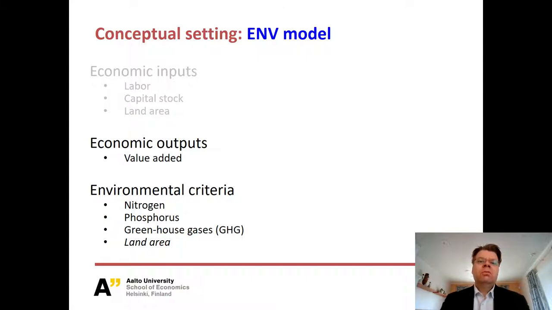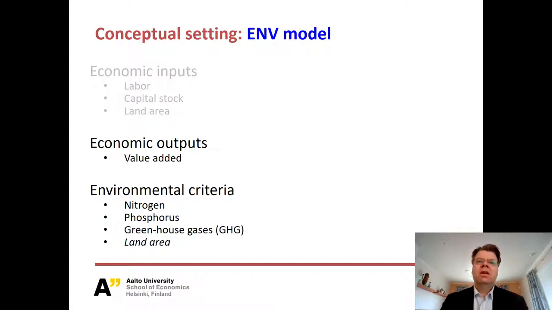Nitrogen and phosphorus are also measured in a somewhat unconventional way, because typically in agricultural studies people look at the nitrogen surplus and phosphorus surplus. However, this surplus is not really a stock variable, and in some years, for example, nitrogen surplus might be negative, which is also not a desirable property. So I have converted these nitrogen and phosphorus inputs to stock variables, similar to the capital stock.